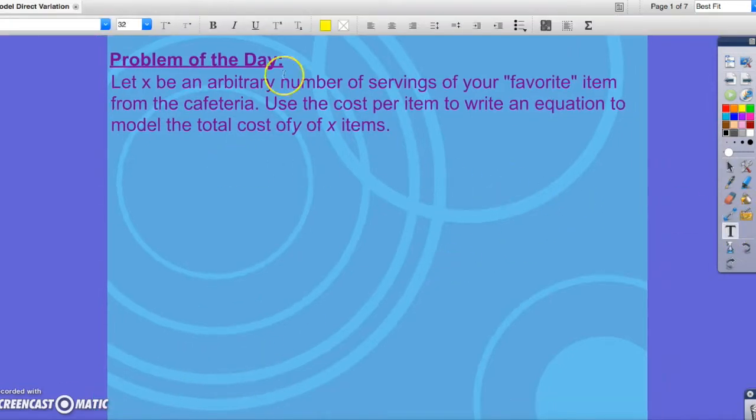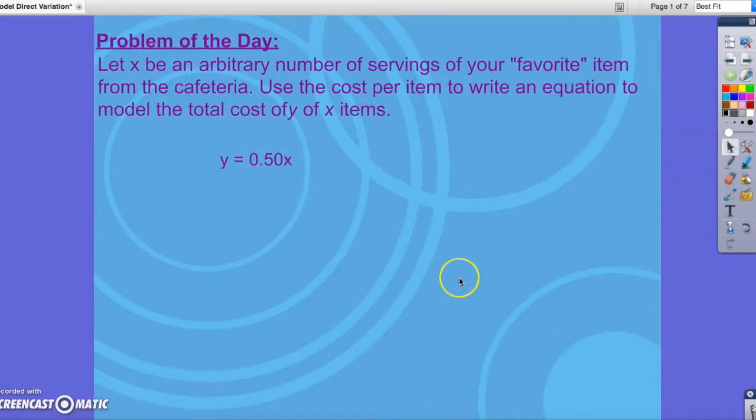All right, now I know lunch this year right now is actually free, right? As long as you get all the food requirements that they make you. So let's just say you're in the snack line and your snack costs 50 cents, like a bag of chips or something like that. We would say our equation is y equals 0.50x. This actually is something we're going to learn today called direct variation.